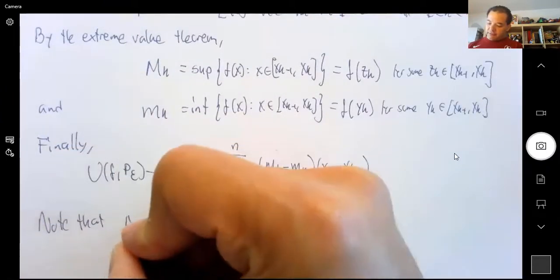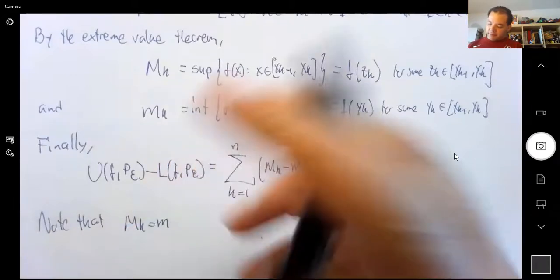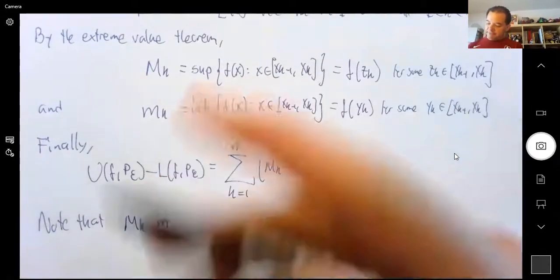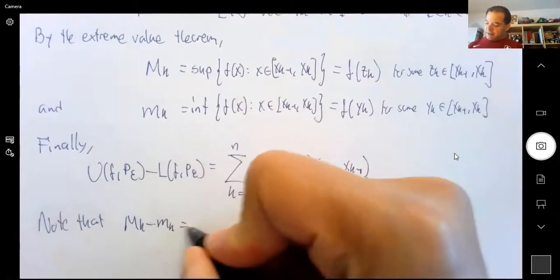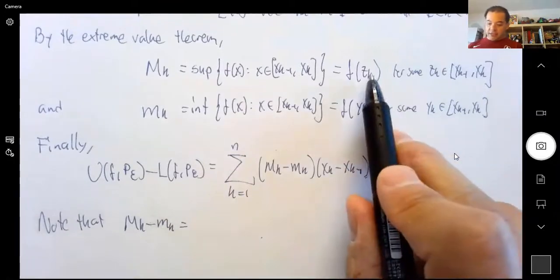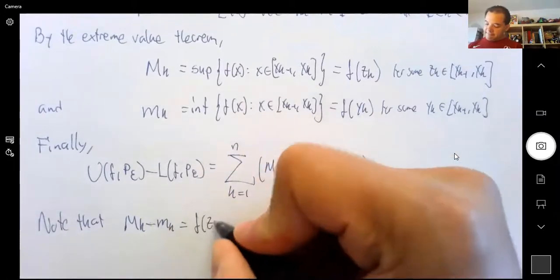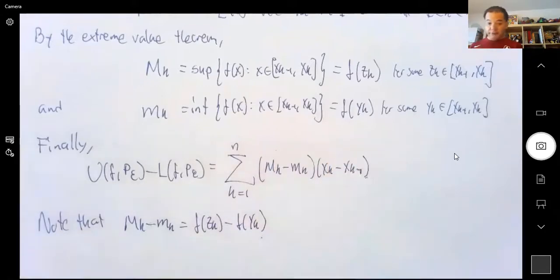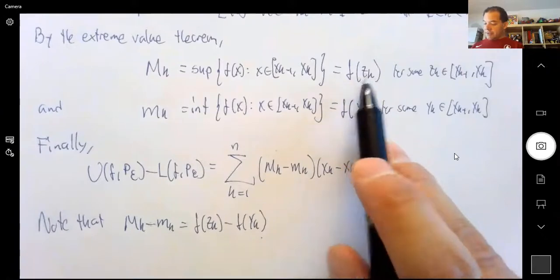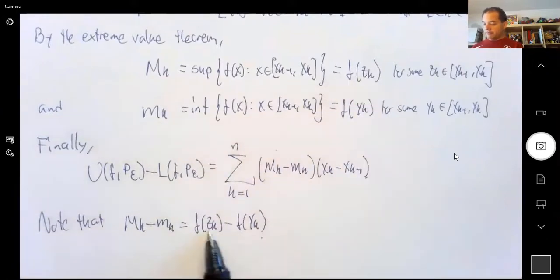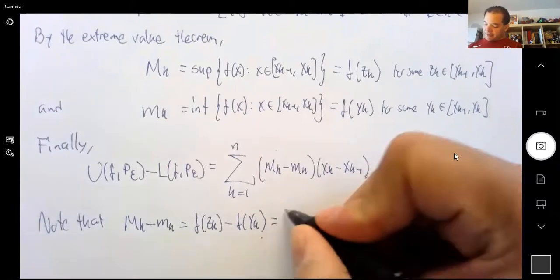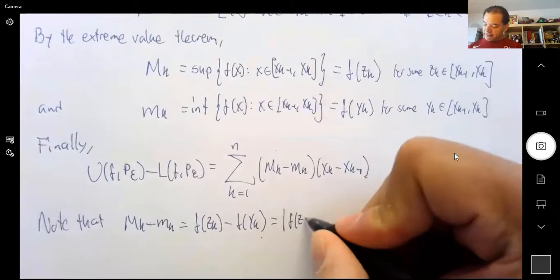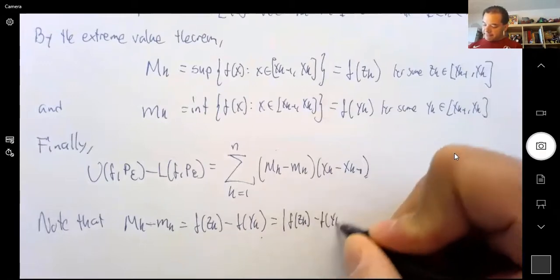Well, it is f of zk minus f of yk, correct? And this guy is the maximum and this guy is the minimum. So this is actually positive. This difference is positive. And because it's positive, it's the same as if I put absolute value like this, right?